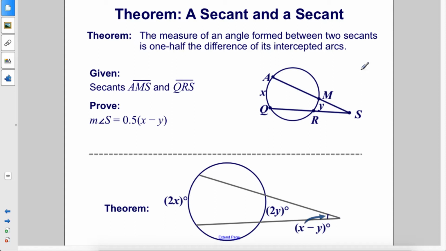Theorem, a secant and a secant. The measure of an angle formed between two secants is 1/2 the difference of its intercepted arcs. So given secants AMS and QRS, prove that the measure of angle S equals 1/2 times x minus y.